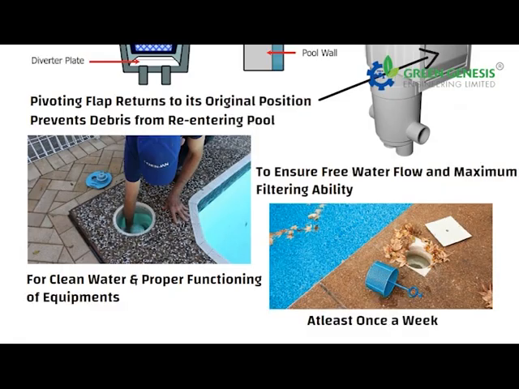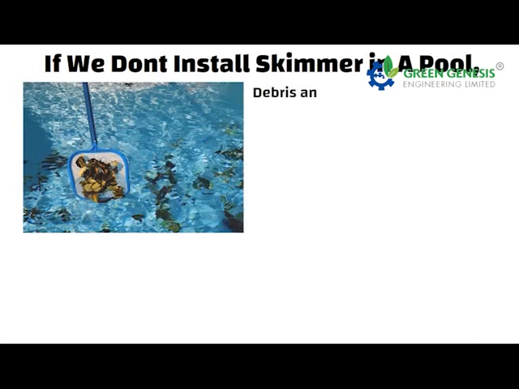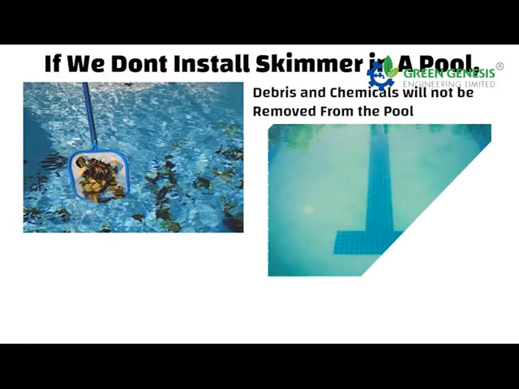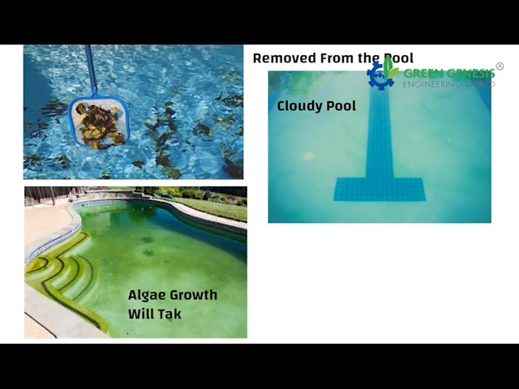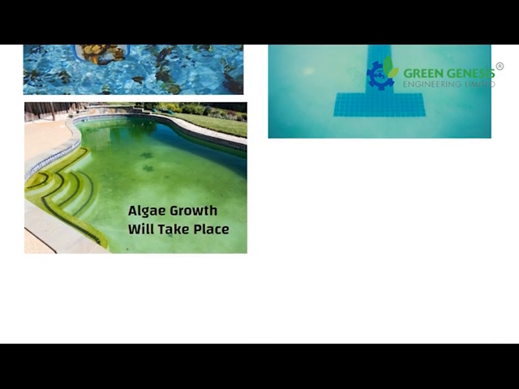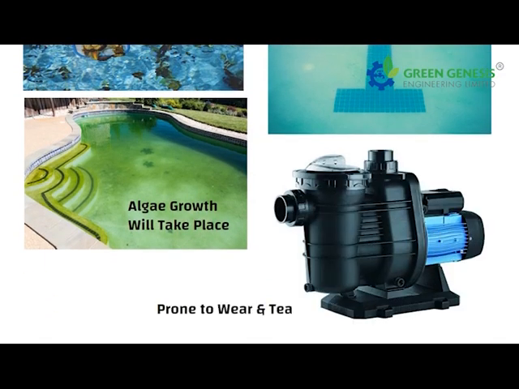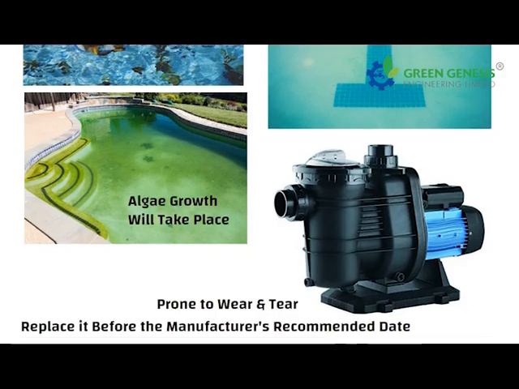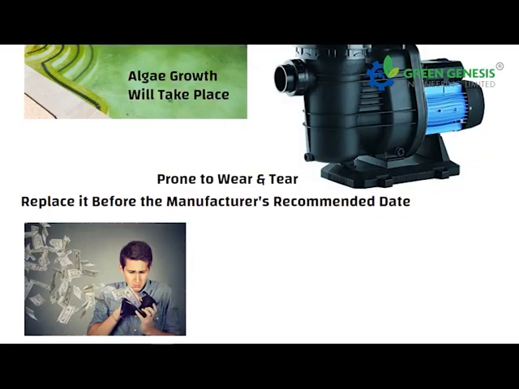Now let us understand what will happen if we don't install a skimmer in a pool. Without a skimmer, debris and chemicals will not be removed from the pool. The pool will become cloudy and algae growth will take place. The pump will be prone to wear and tear and you will have to replace it before the manufacturer's recommended date. All this is a costly affair, so maintaining your pool skimmer is essential.